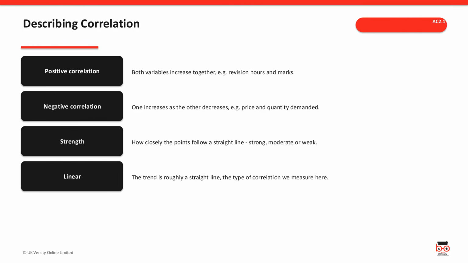Let's put words to it. Positive correlation means both variables climb together, like revision hours and marks. Negative correlation means one climbs as the other falls. The classic example being price and quantity demanded. As price goes up, demand tends to drop. Strength is about how tightly the points hug a straight line: strong, moderate, or weak. And here we're only dealing with linear trends, roughly straight-line relationships.